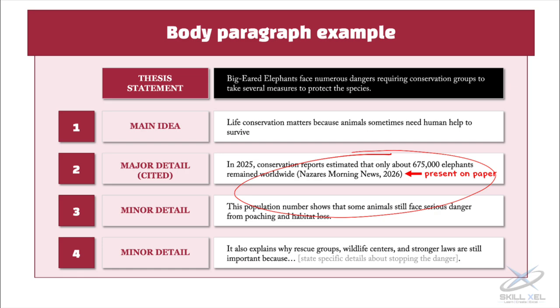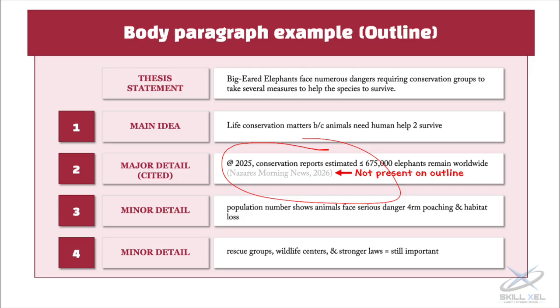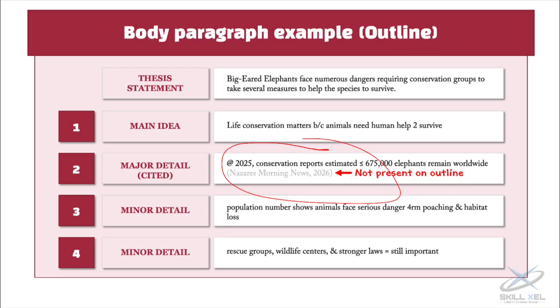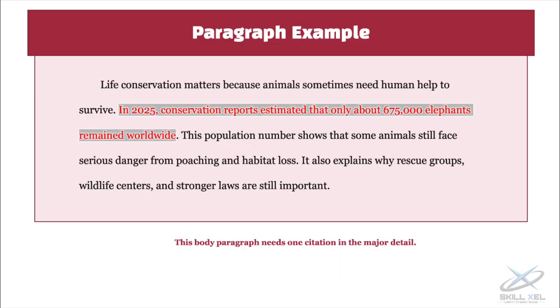So keep in mind that the citation is only necessary to write on the actual paper, and that's why you see it in a blacker color here. But on the brainstorm map and outline, you do not see them in black. Okay, you see them gray here for the example because they wouldn't be on my real paper. And now for the paragraph example. This is what the paragraph will look like without the citation added to the sentence.